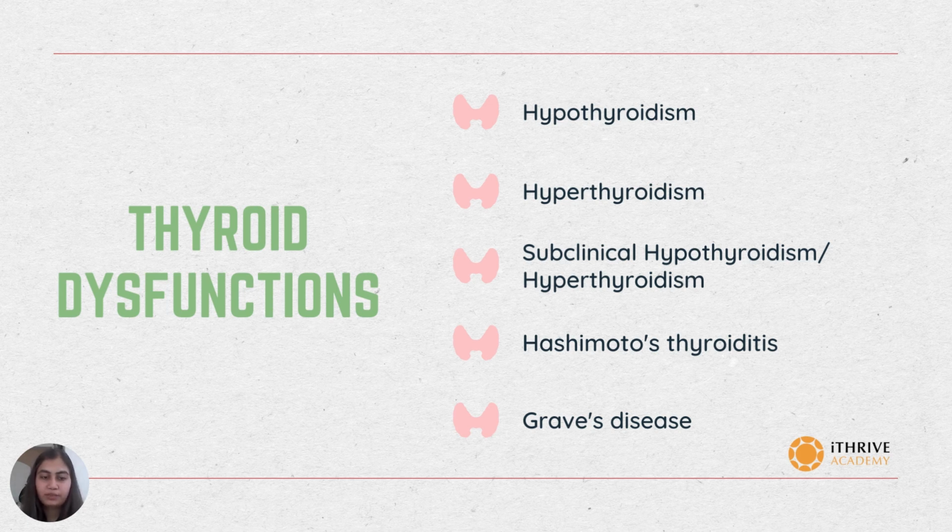Subclinical hypothyroidism or hyperthyroidism is called mild thyroid failure. Next is Hashimoto's. Hashimoto's is an autoimmune condition, a disorder in which our immune system turns against the body's own healthy tissues. In people with Hashimoto's, the immune system attacks the healthy tissues of your thyroid gland. And lastly, we have Graves' disease. Graves' is an immune system dysfunction that results from the overproduction of thyroid hormone. It comes under the umbrella of hyperthyroidism.